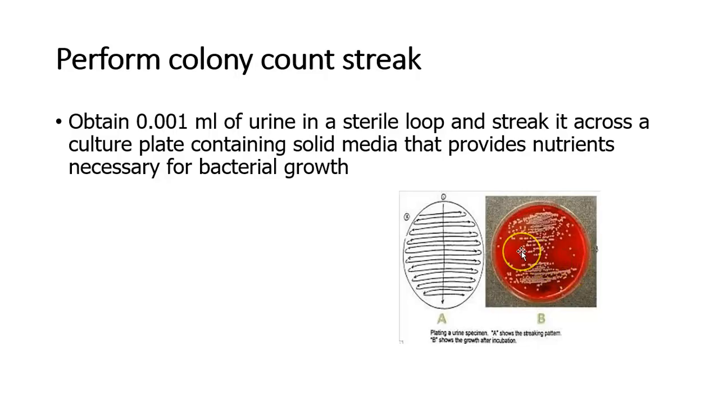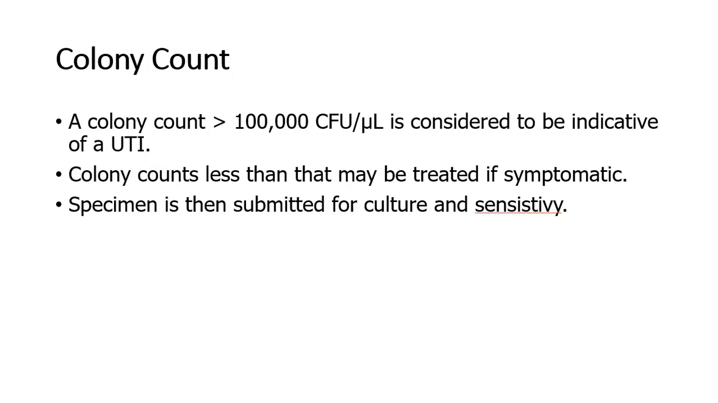Usually a colony count of over 100,000 is indicative of a UTI, and we would then continue and do our sensitivity. So a colony count greater than 100,000 is considered indicative. For colony counts less than that, if the patient is symptomatic, maybe we just didn't get a really good sample, or they've been drinking a lot of fluids, because usually with a UTI you start drinking to try and flush it out. So we don't worry about that too much.